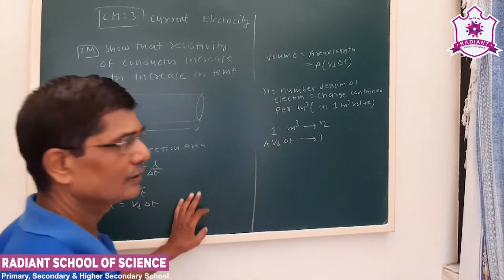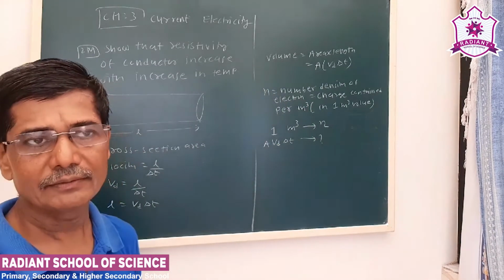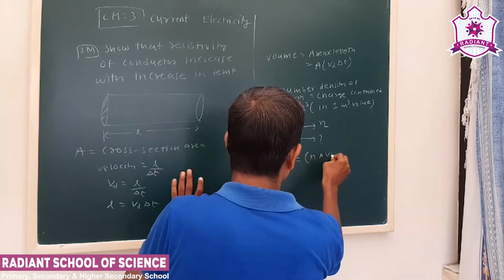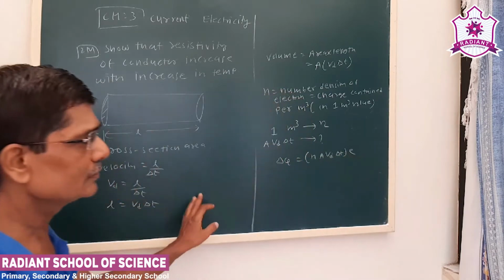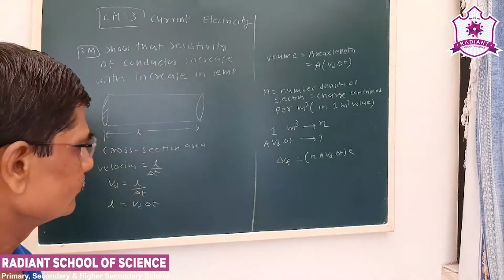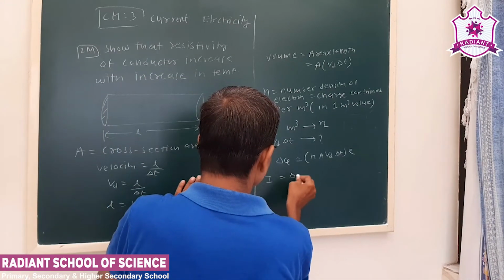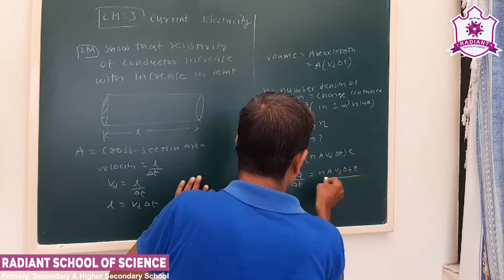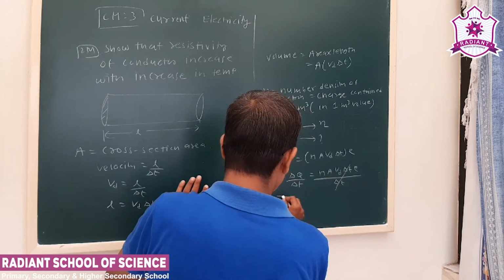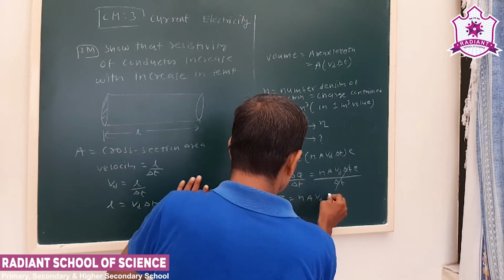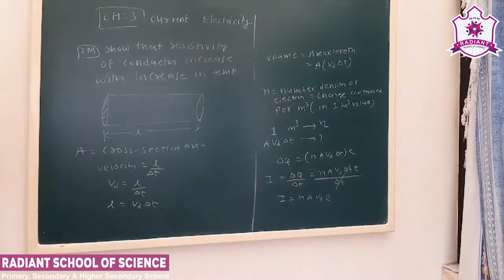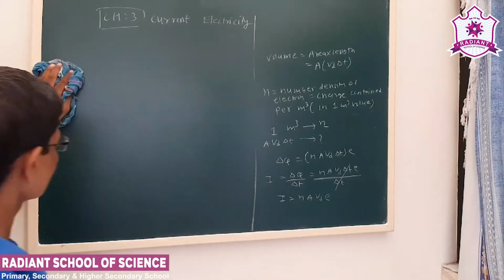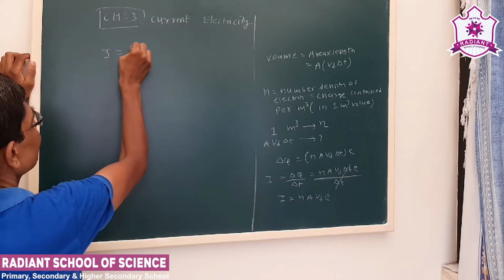Now see, recall the formula Q is equal to Ne. So delta Q is N A Vd delta T e. This is again Q is equal to Ne only. Now the current I is delta Q by delta T, so I is equal to N e A Vd. Okay. Now see the current density, J is equal to I by A.